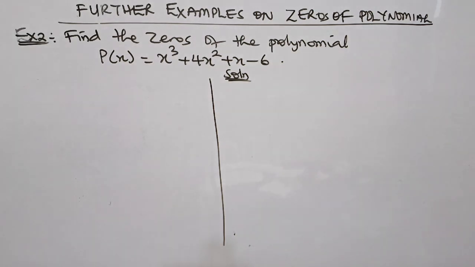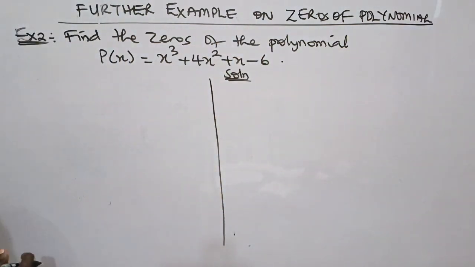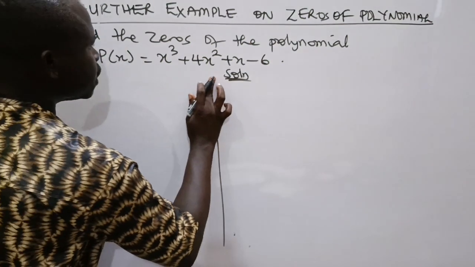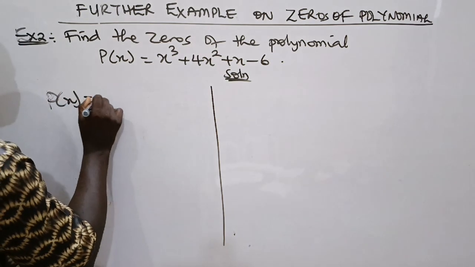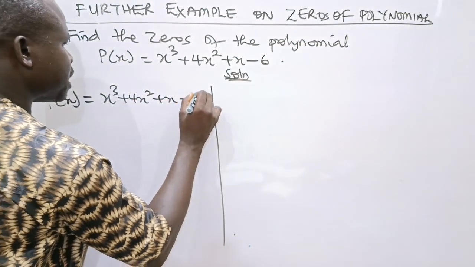Today we want to look at a further example on zeros of polynomials. Let's consider this example. Find the zeros of the polynomial. What is the polynomial? The polynomial is given as p of x. The polynomial p of x is given as x cubed plus 4x squared plus x minus 6.